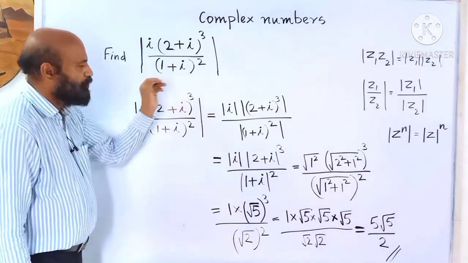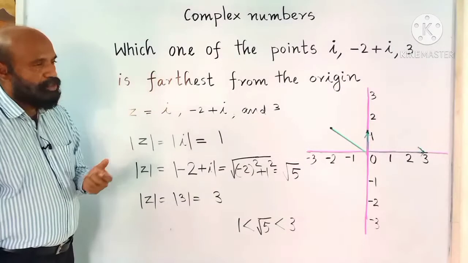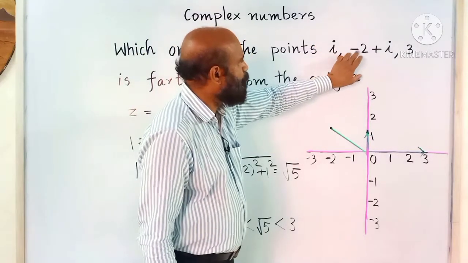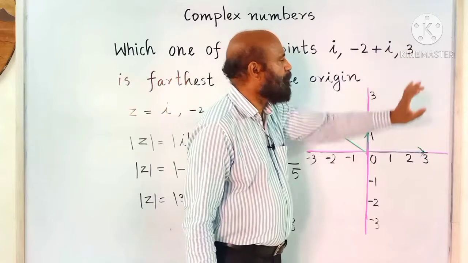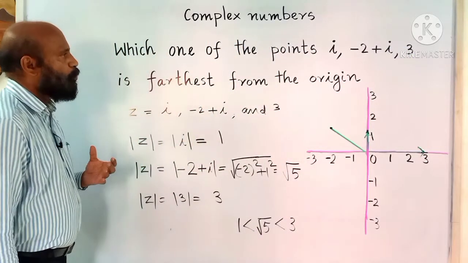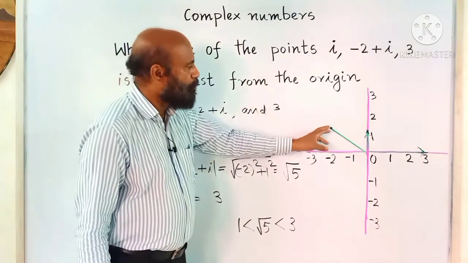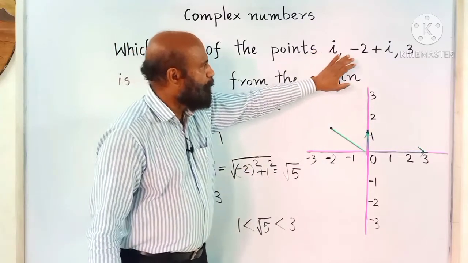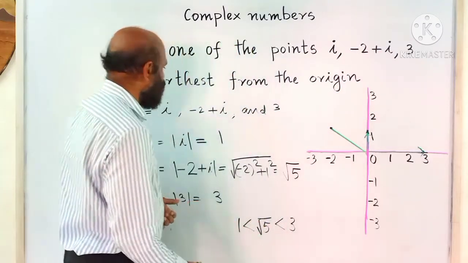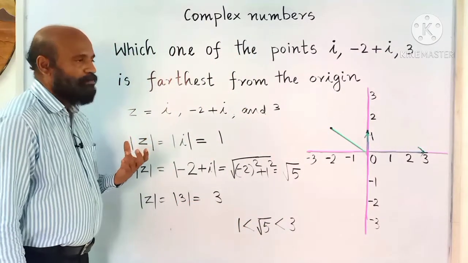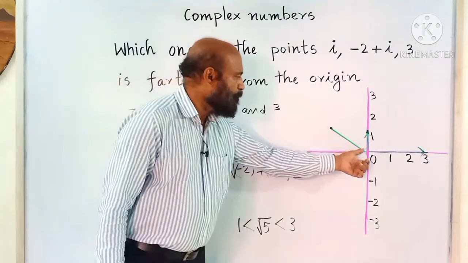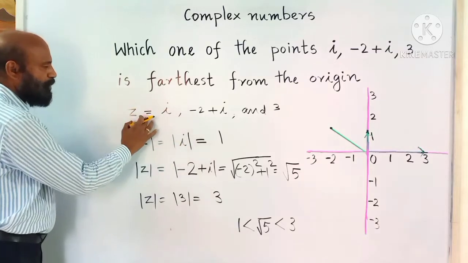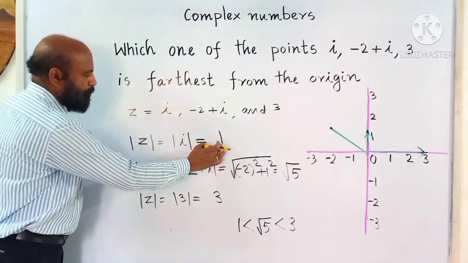modulus of this complex number. In this problem, 3 complex numbers are given: i, minus 2 plus i, 3. Now we have to find out which one of these complex numbers is farthest from the origin. Each complex number is represented by a point in the Argand diagram. Modulus of the complex number will give you the distance from the origin. Modulus of the first complex number z equal to i: modulus of i is 1.